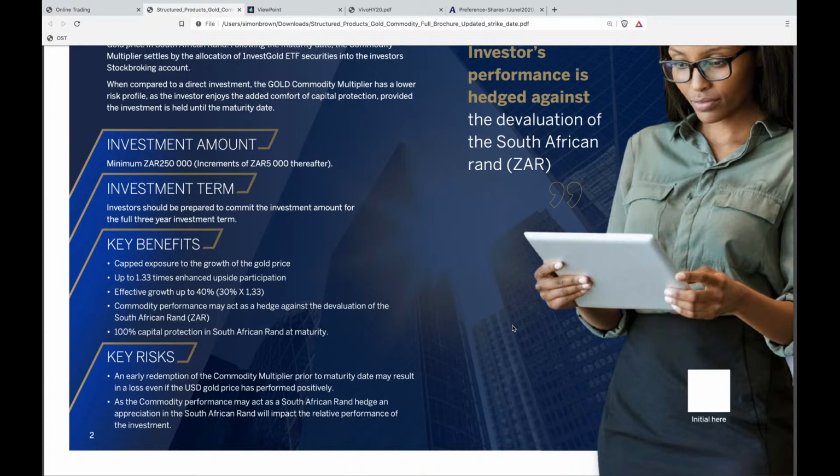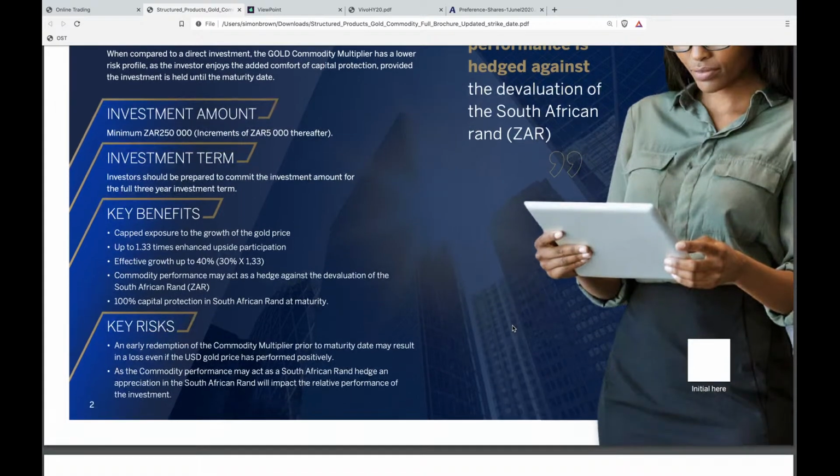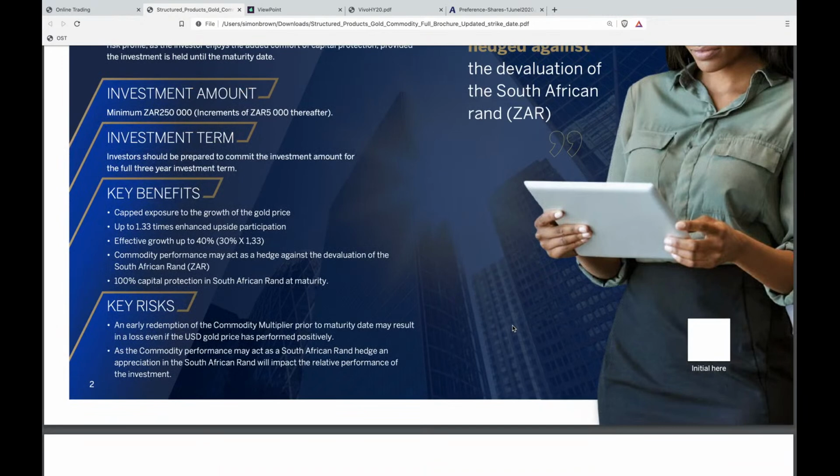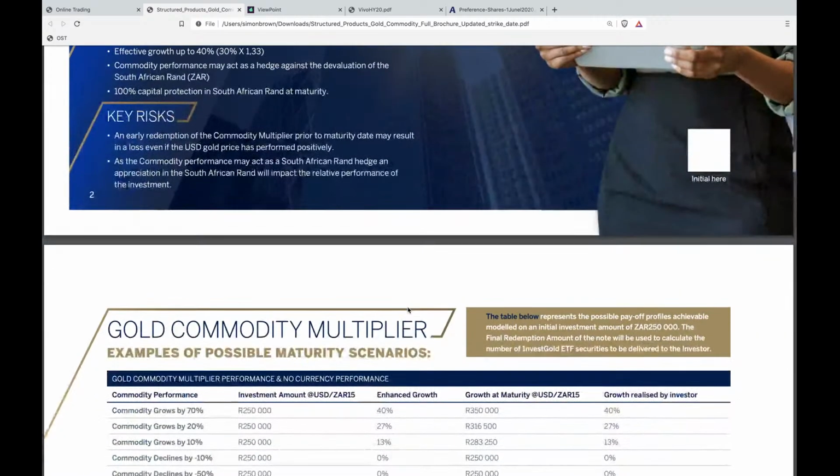Again, I stress that at maturity, because as I say, you can exit early. They will make a market for you, so you can exit early, but that early exit is not giving you that. You might exit earlier, and gold has run and you'll do okay, but you don't necessarily get that capital protection. Key risks: an early redemption means you might not get it. And commodity may act as a South African Rand hedge. Yeah, it acts as a hedge. We'll touch on that in a moment.